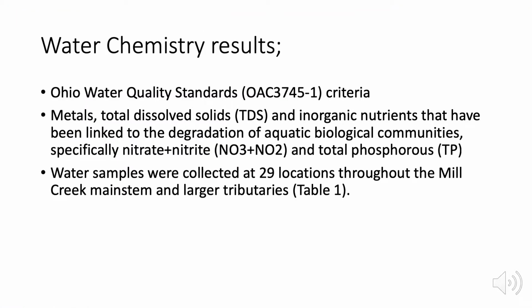So water chemistry results are based on the Ohio Water Quality Standards, OAC 3745-1 criteria. Metals, total dissolved solids, TDS, and nutrients have been linked to the degradation of aquatic biological communities, especially nitrate plus nitrite and total phosphorus. Water samples were collected at a total of 29 locations throughout the Mill Creek stream and larger tributaries. You'll be able to see this in Table 1.